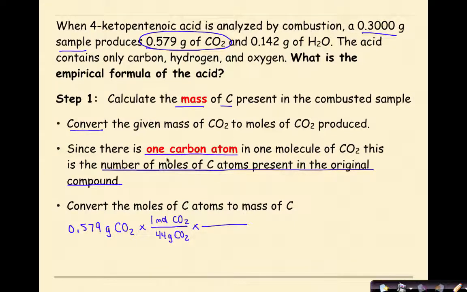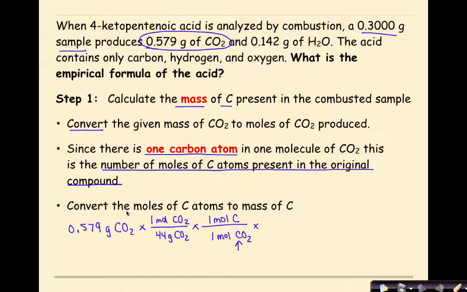Now, since there is one carbon atom in 1 mole of carbon dioxide, this is the number of moles of carbon atoms present in the original compound. And this little ratio right here is going to be consistent through all of our combustion analysis problems. So there is 1 mole of carbon in 1 mole of carbon dioxide. When we look at the formula for carbon dioxide, there's only 1 carbon here. That's why we have this up here.